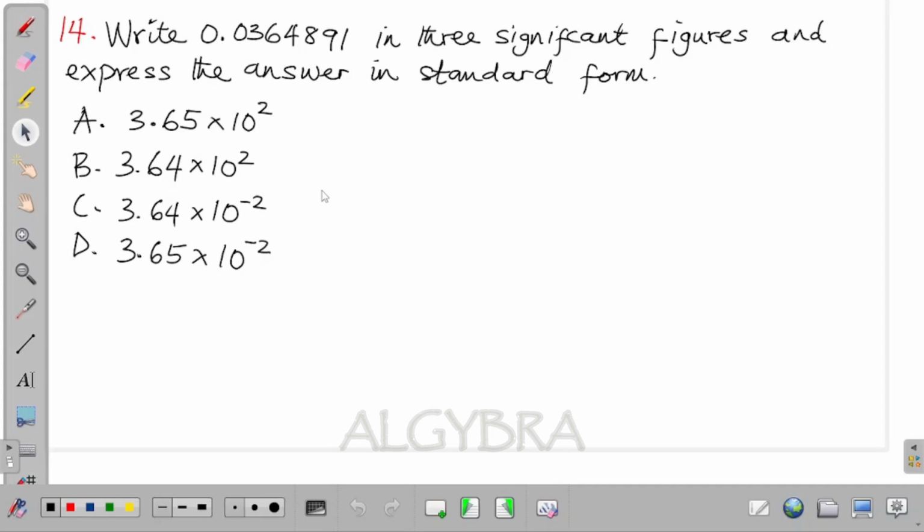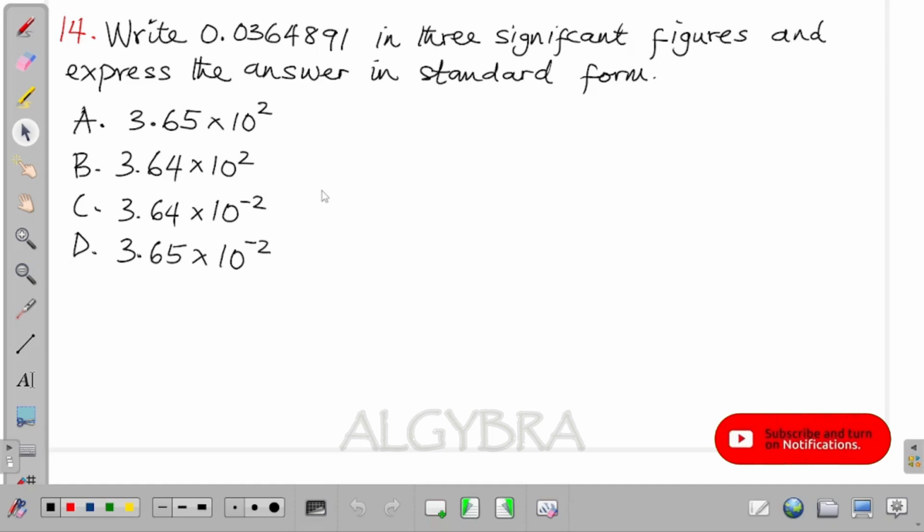So in today's video, we're going to go through question 14 of the WAEC 2025 objective questions. We're going to solve this question right now and get the solution out of these options we're given. We're given: write 0.0364891 in three significant figures and express the answer in standard form.